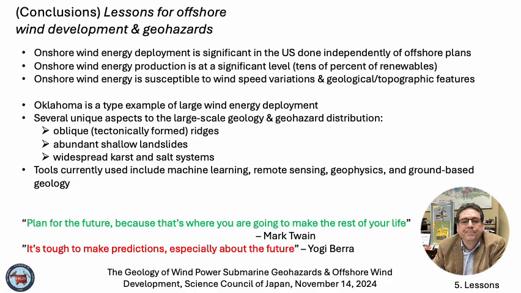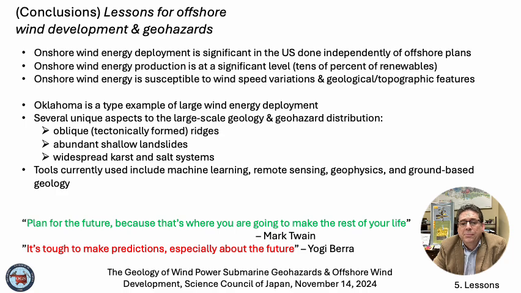So let's summarize the lessons for offshore wind development and geohazards. Onshore wind energy deployment is significant in the U.S. and done independently of offshore plans. We see that by comparing the Gulf of Mexico to Oklahoma's distribution. Wind energy production is at a significant level. It's tens of percent of the renewable portfolio for our area, and produces comparable energy to offshore wind right at the moment, more than that for the United States.